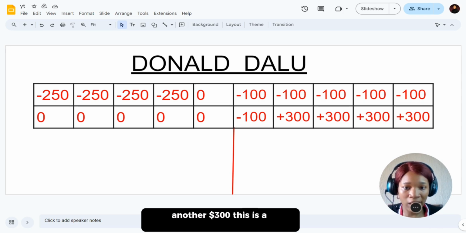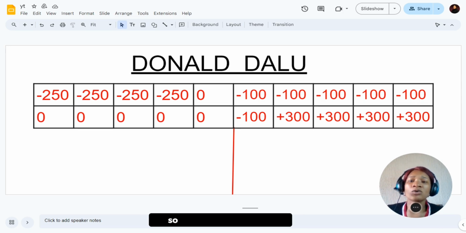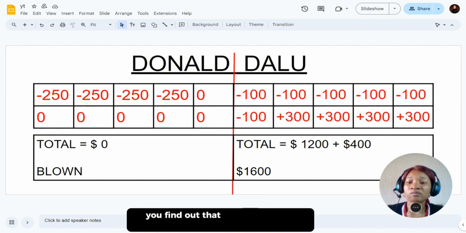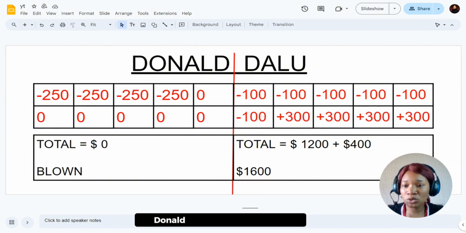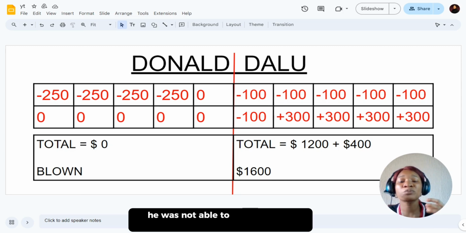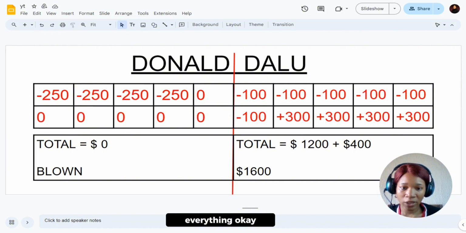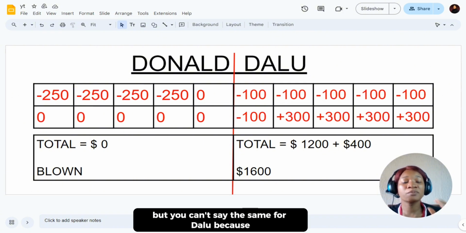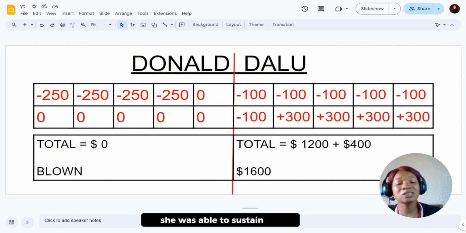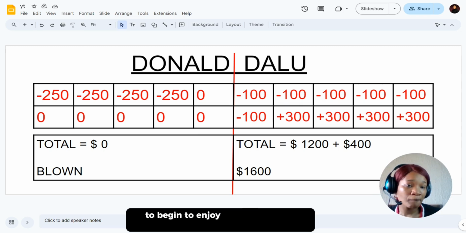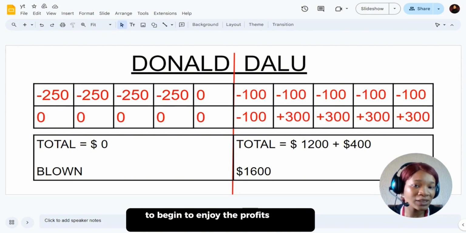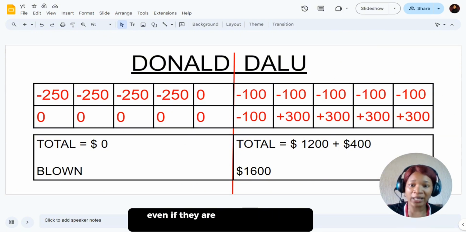This is a hypothetical example. So at the end of the day, you find out that even before the fifth trade, Donald has blown his account because he was so aggressive. He was not able to preserve his $1,000 equity. But you can't say the same for Dalu because she was conservative. She was able to sustain her portfolio long enough to begin to enjoy the profits from that signal, even if they are both on the same level.